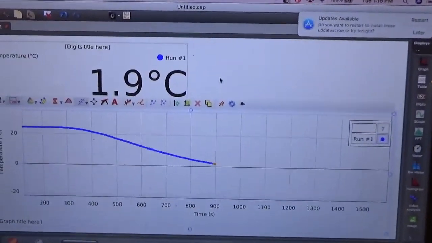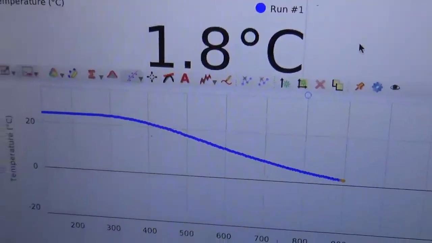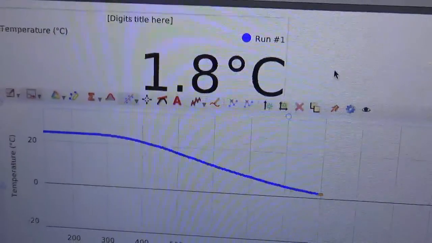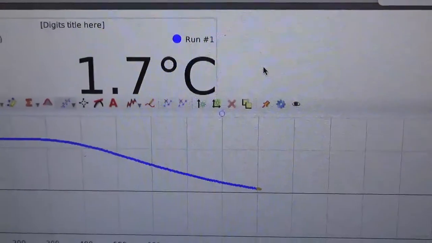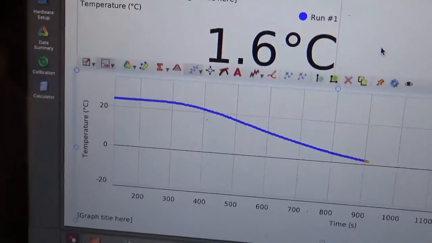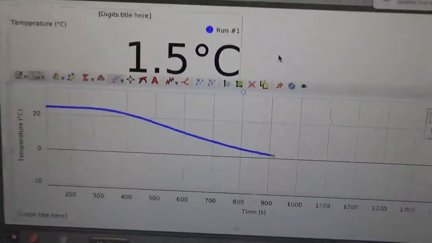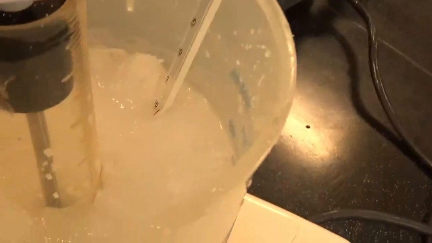Well, what's going on here? We're at 1.8 degrees. 1.7. Make sure you can see that's 0 down there. What does it look like this curve is doing?